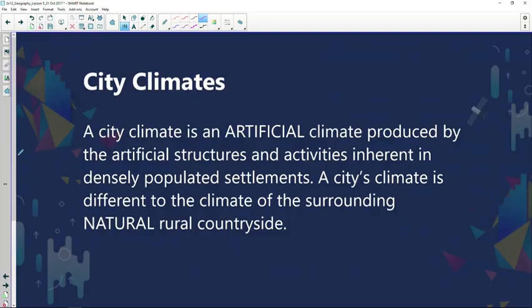Now, our next topic that we're going to discuss is city climates. City climates have a different climate than rural climates because external factors play a role over here. So when we look at city climates, we refer to it as artificial. When we say artificial, it means it's actually fake. It's not real. The reason is because of so much human activity that creates warmer conditions than usual.